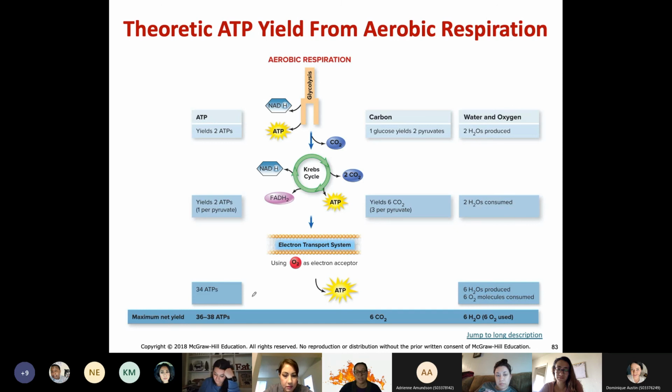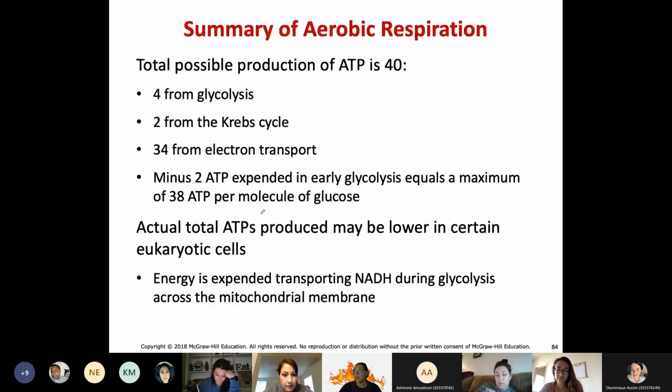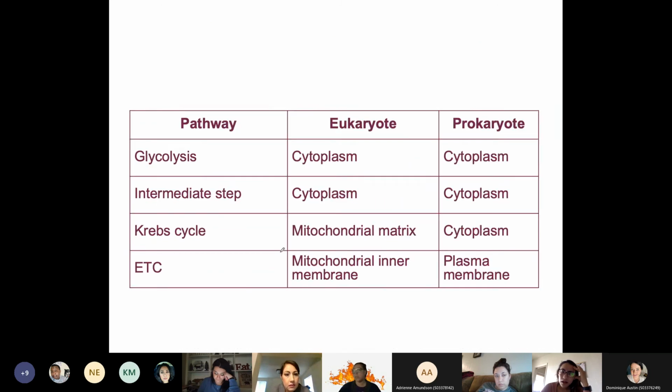I'll show you the math on it in a second, but these numbers change because eukaryotes are so much more efficient. We can get a little bit more energy out of each glucose. All right, guys, so the total possible production can be up to 40. On average, though, it's usually somewhere around 36 to 32. You get 2 ATPs from glycolysis, 2 from the Krebs cycle, plus the 38 from electron transport, minus the 2 you use. This is some weird, funky math, so let's really give you the way to break down the math itself.